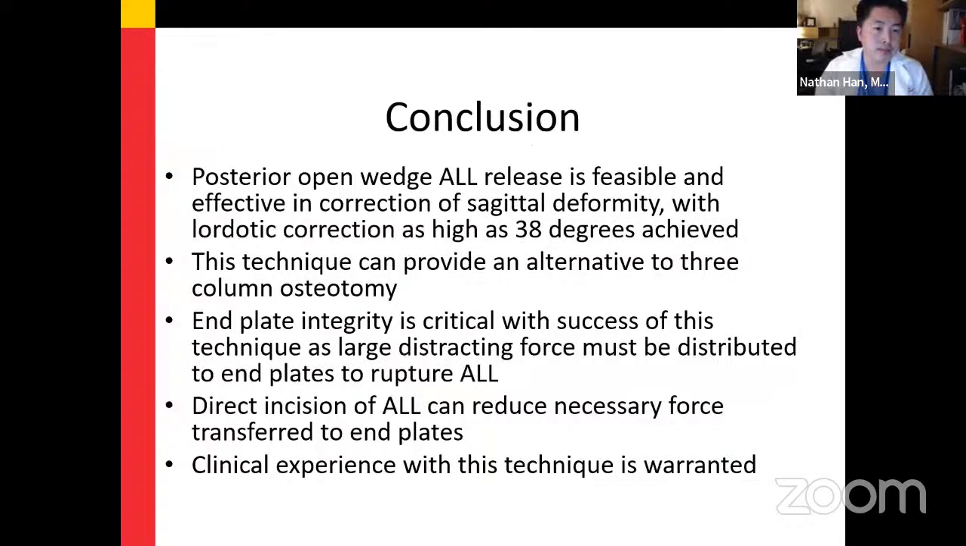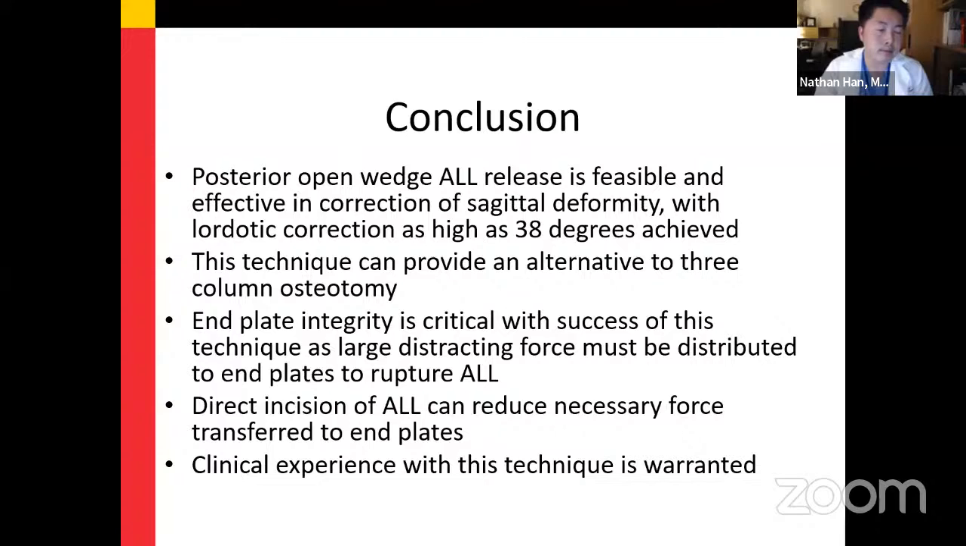So from this, their group concluded that ALL release from a posterior open wedge approach is feasible and effective in correcting sagittal deformity, allowing lordotic correction as high as 38 degrees to be achieved. And that this technique can provide an alternative to 3-column osteotomy, as we described before.